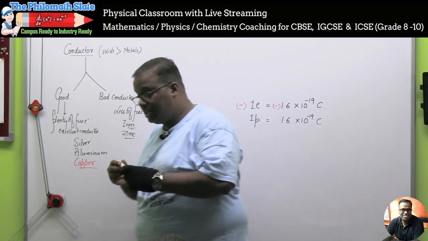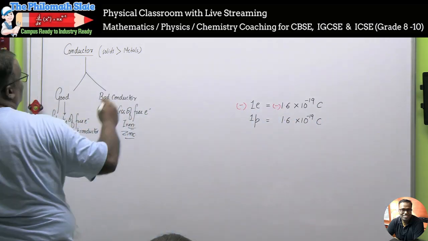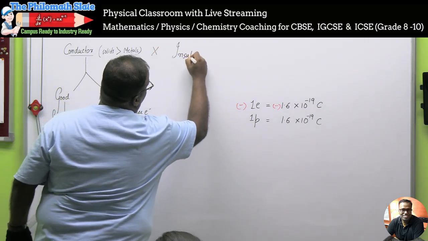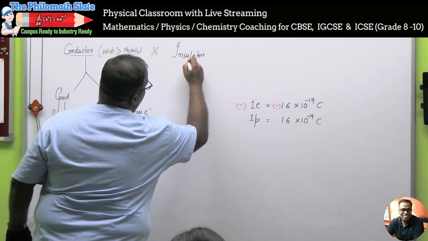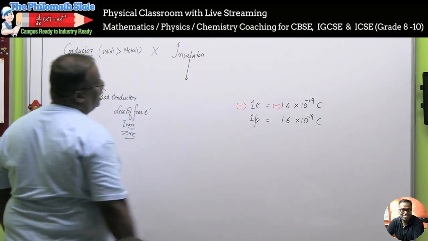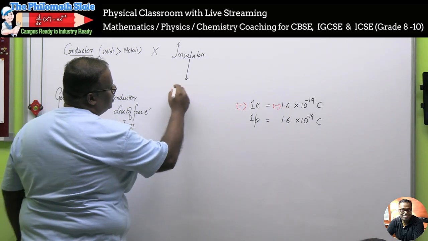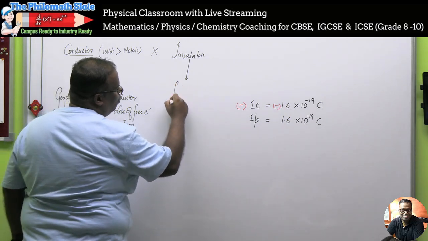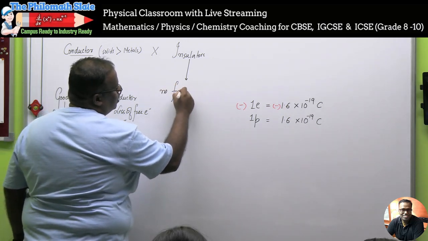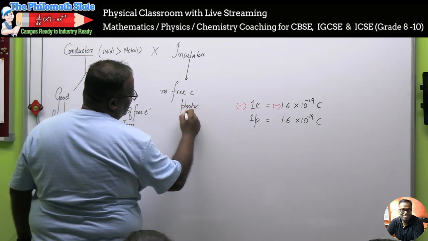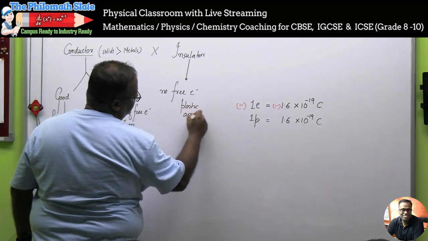अब आता है सर किसमें मरेंगे नहीं, उसका भी तो एक नाम होना चाहिए. वो इसका ऑपोजिट है, उसको हम कहते हैं इंसुलेटर्स. Insulators are those which are said to be what? They have no free electrons. No free electrons. Best is plastic and acrylic.